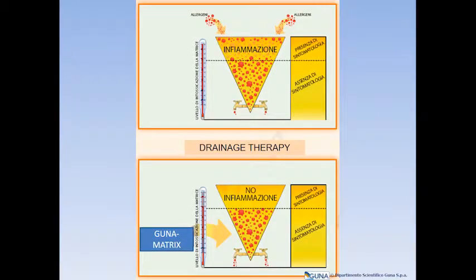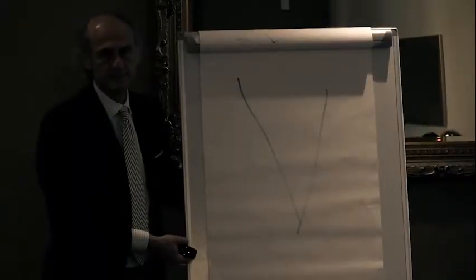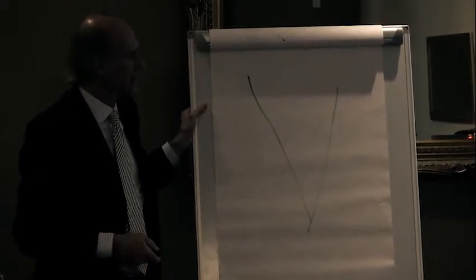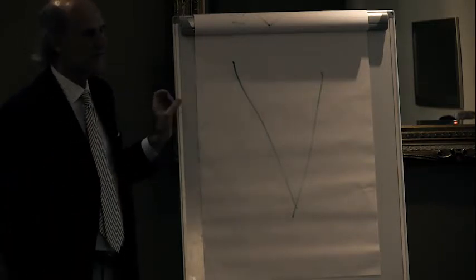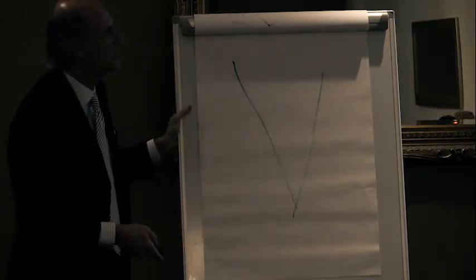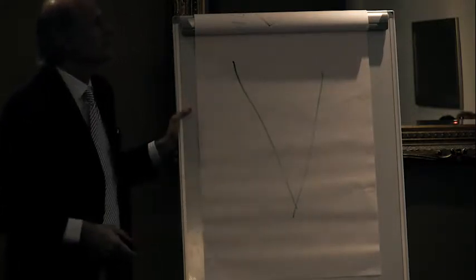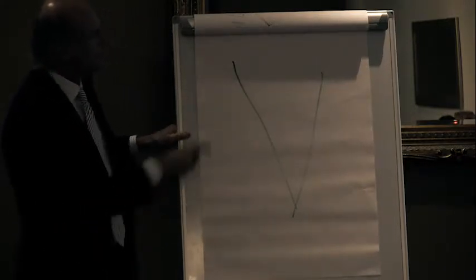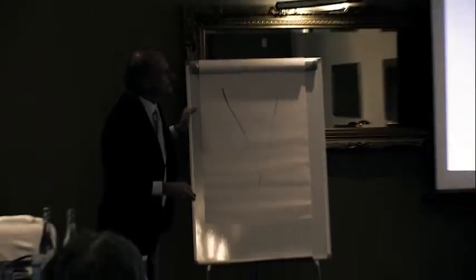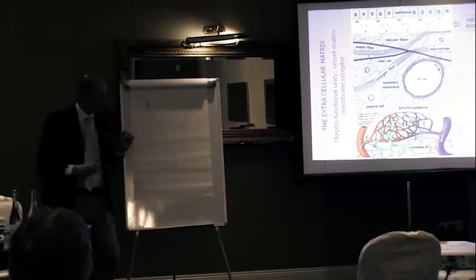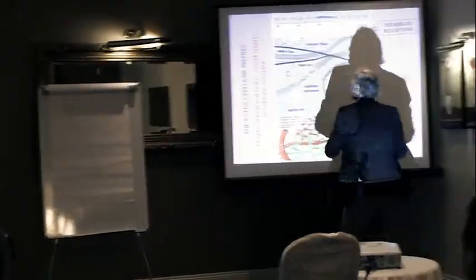We have a medication, and I really want to stress your attention on this medication, named GUNA matrix. It is really a basic, fundamental medication because, in other words, it's able to open the faucet of detoxification and drainage. I will show you the composition. It's very complex. Excuse me, I want to see. Okay, perfect. And I want to spend 2 words on the extracellular matrix.